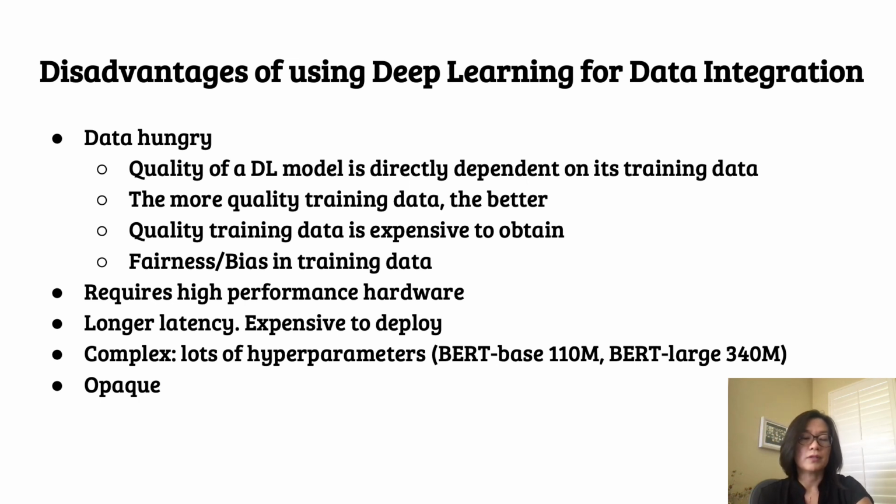Deep learning models tend to be very opaque, right? It's hard to understand why it makes the decision it makes. And I should actually retitle this slide to say that these are disadvantages of using deep learning in general, not just for data integration.